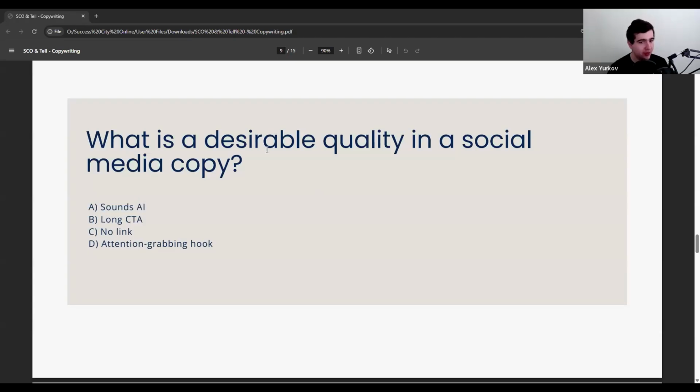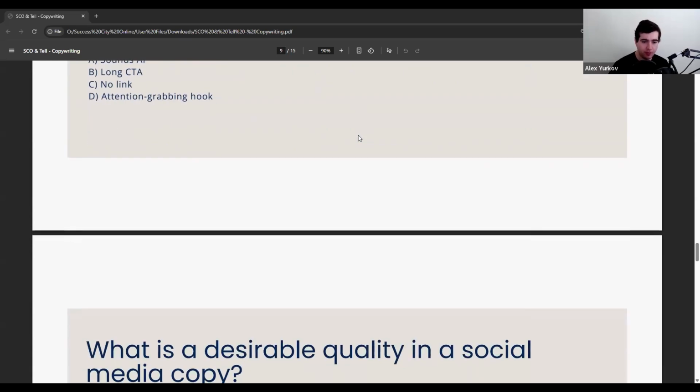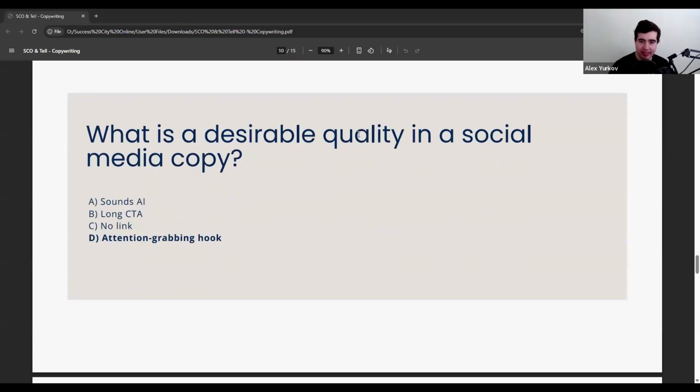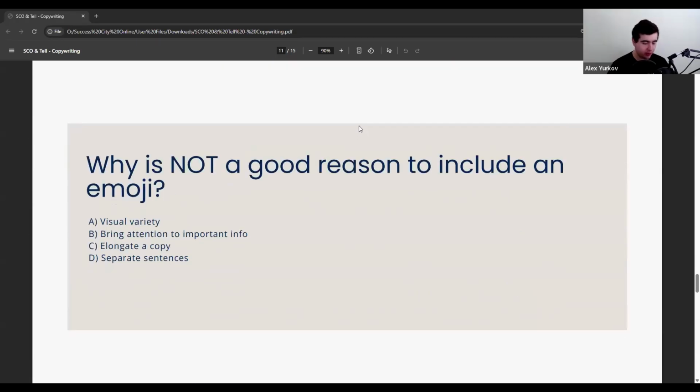Yes. The rest of those are negative things we don't want. We don't want it to sound AI. We don't want the call to action to be too long. We want it snappy. No link: it depends on the situation, but links are generally good. We want an attention grabbing hook, right? Answer is D.